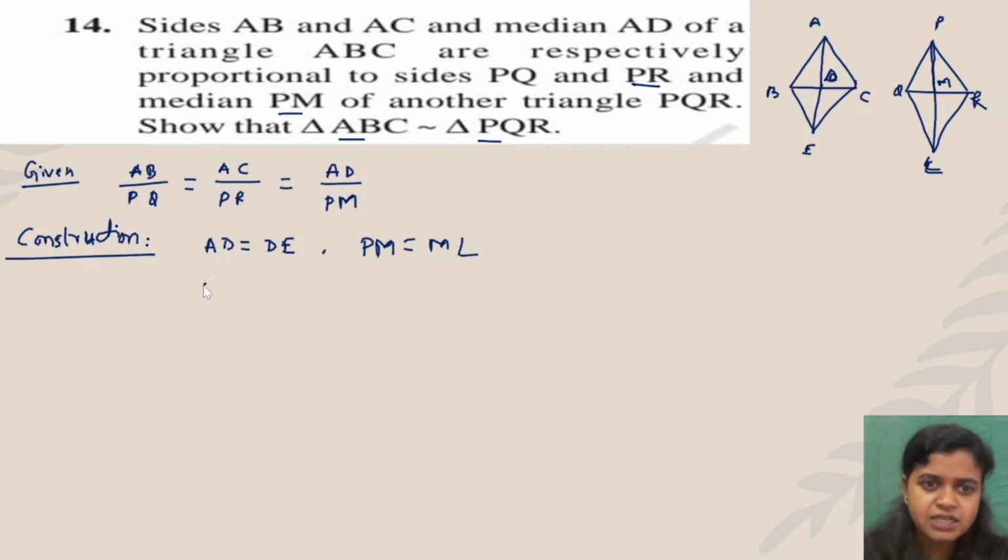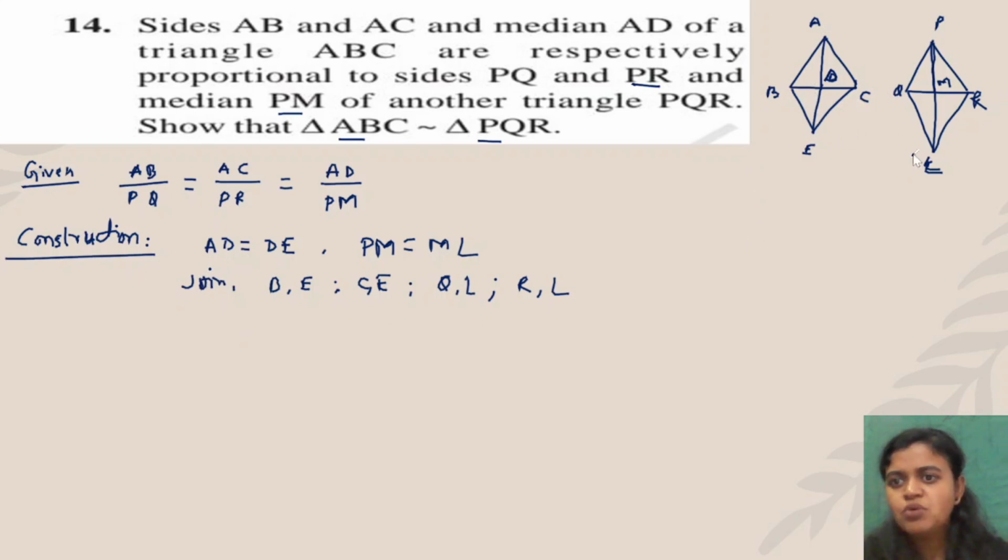And the construction is what? Join BE and CE, and QL and RL. So join BE, CE, QL and LR. Now the proof. We have to prove that quadrilateral ABEC and quadrilateral PQLR are parallelograms.